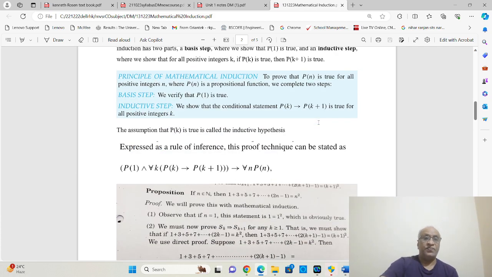Now, to reassert what mathematical induction says: if you want to prove P of n is true, where P of n is a propositional function, using mathematical induction, there will be two steps. The first step is called the basis step, wherein we verify that P of 1 is true. The second step is the inductive step, wherein the conditional statement P of k implies P of k plus 1 is true for all positive integers k. This assumption that P of k is true is called the inductive hypothesis.